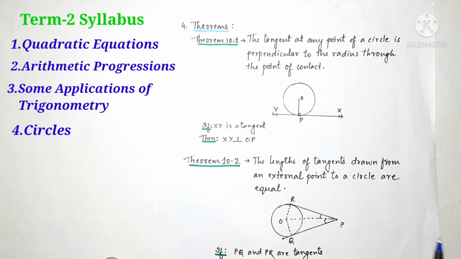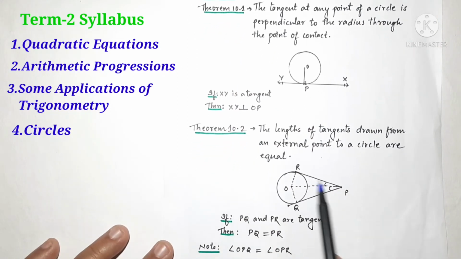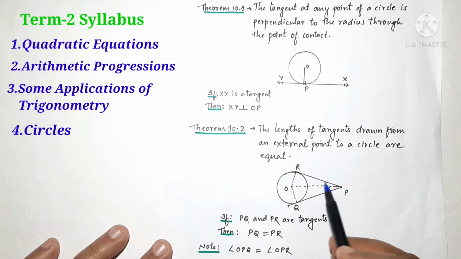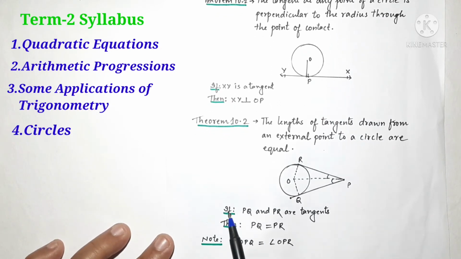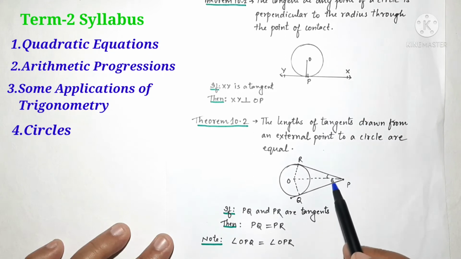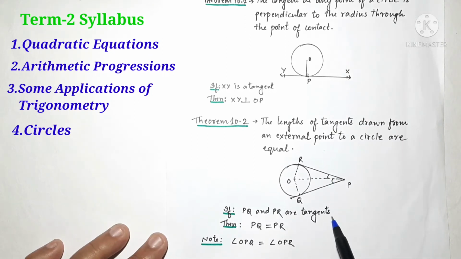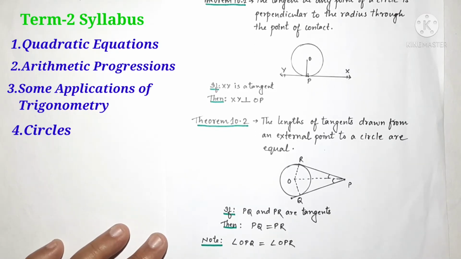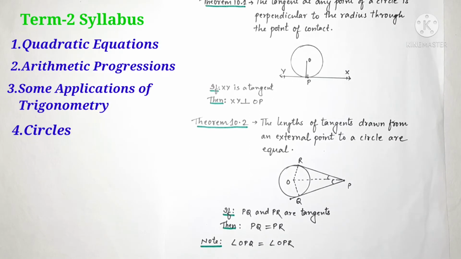The second theorem says that the lengths of the tangents drawn from an exterior point are equal. From this exterior point, when I draw two tangents, the lengths of these two tangents are equal. So if PQ and PR are tangents, then PQ and PR will be equal. You also need to note that the two angles you can see are equal. So that is what we have to study from this chapter. Now let us see what you have to learn in the next chapter.